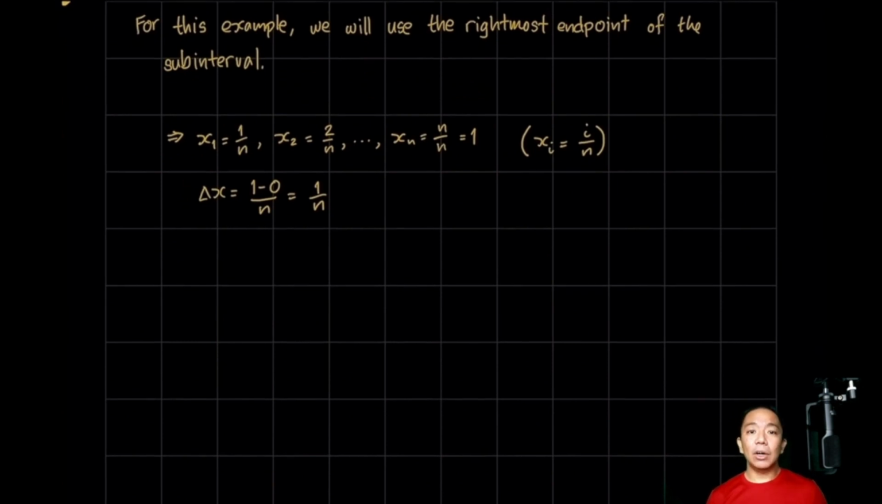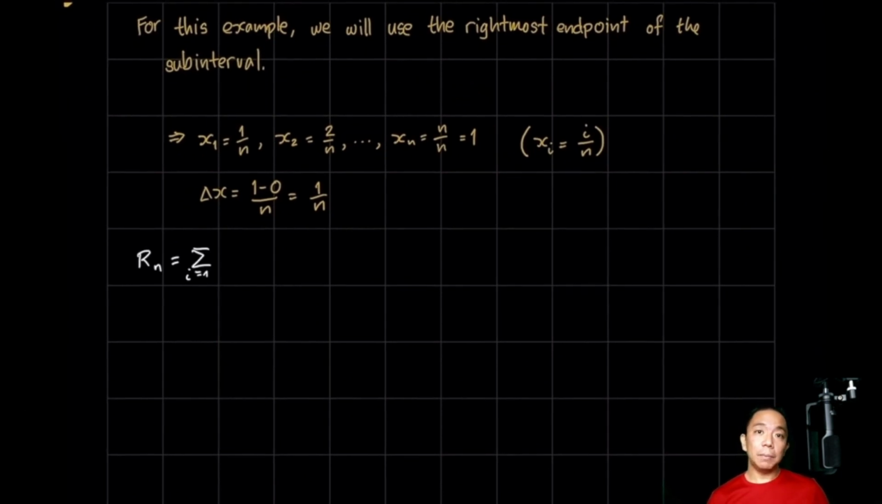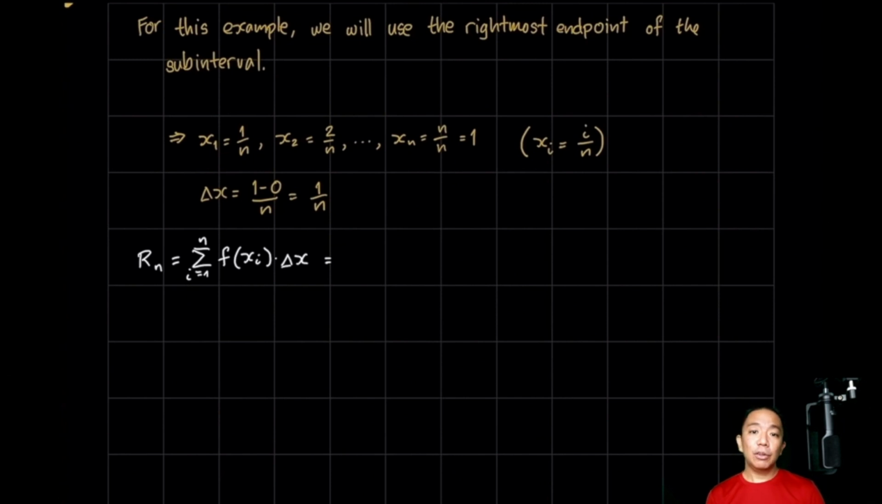So, let's write down our Riemann sum. The Riemann sum, R sub n, this is equal to the sum of all the f of x sub i times delta x. So, this is the summation from i equals 1 to n of f of x sub i times delta x. So, yun yung height ng mga rectangles natin times yung base nila, yung width, yung delta x.